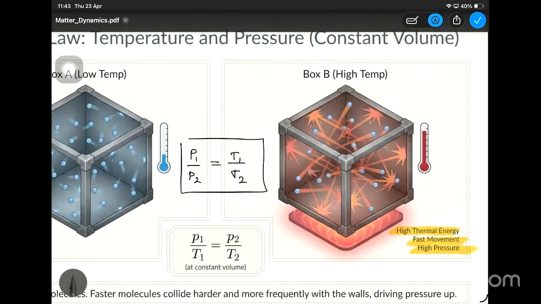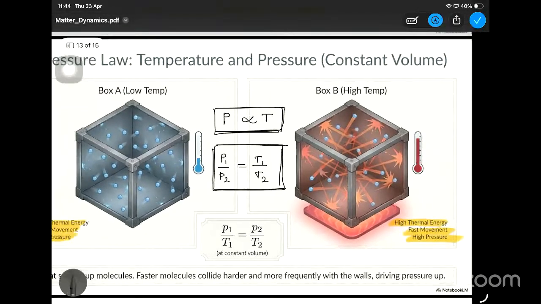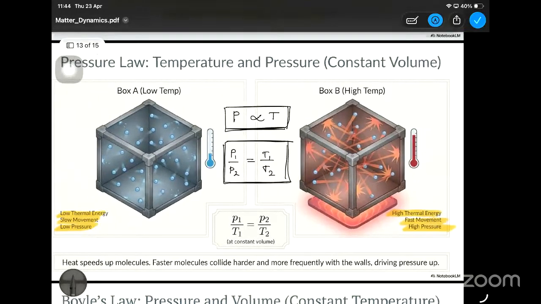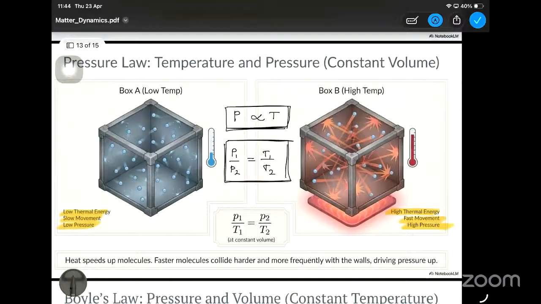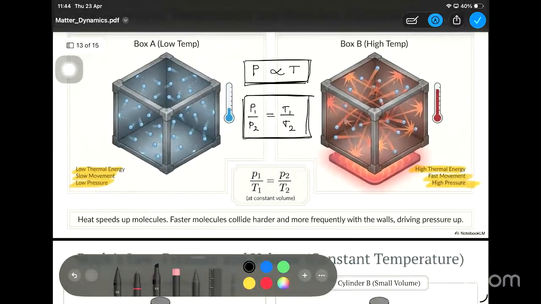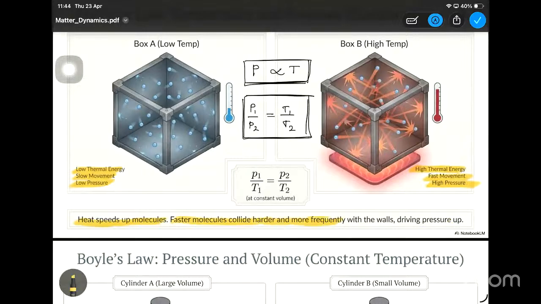This is the equation that we used in the theory classes, right? But same thing, the base of this is that pressure is directly proportional to temperature, right? So always remember, Kelvin temperature is to be used. Okay, Kelvin temperature is to be used. And here the explanation is given. Heat speeds up molecules. Faster molecules collide harder and more frequently with the walls, driving the pressure up.